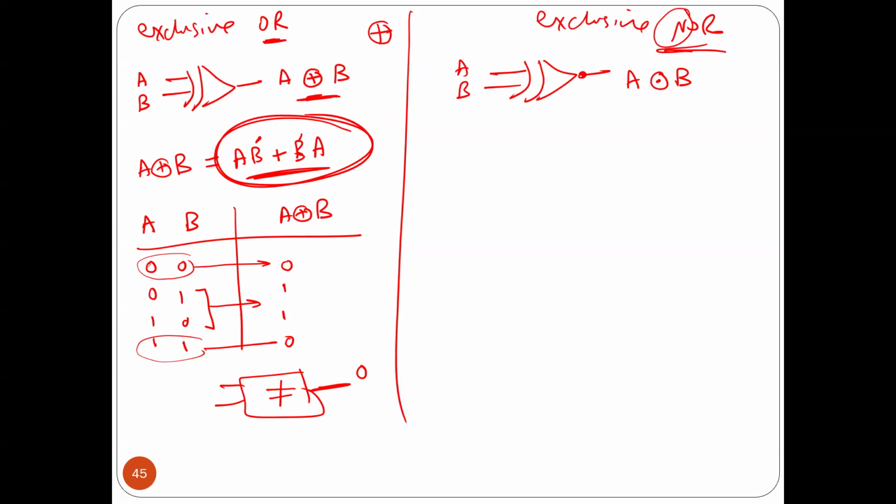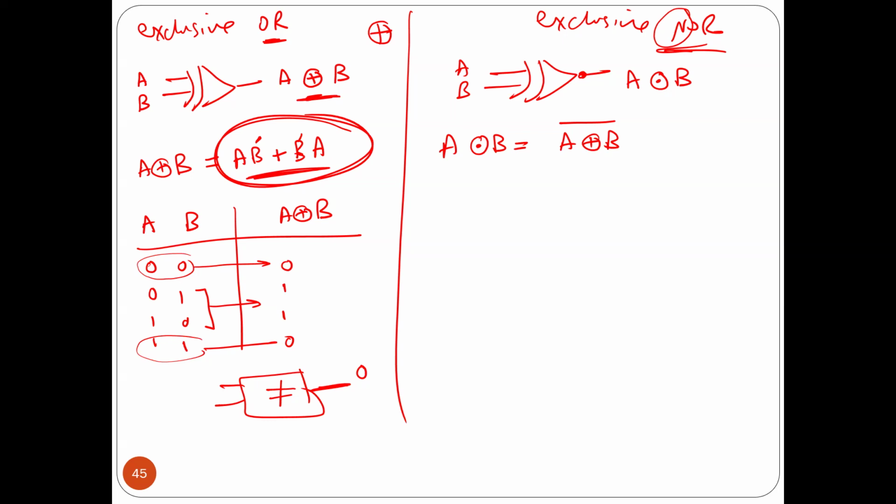A circle and not inside it. So this means exclusive NOR. Okay, and as I told you before, every time you see a bubble like this one, it means this is an inverter. Does that mean the output of this gate is similar to this one, but inverted? The answer is yes. So I can say A exclusive NOR B is actually A exclusive OR B, inverted. So that means this gate is similar to this gate, but there is an inverter at the end here, okay?